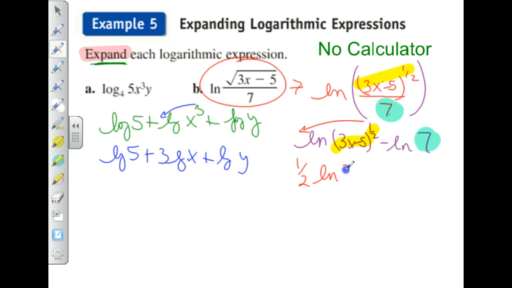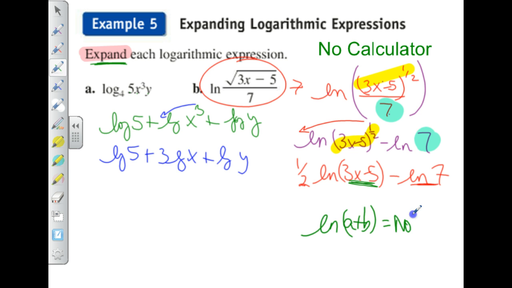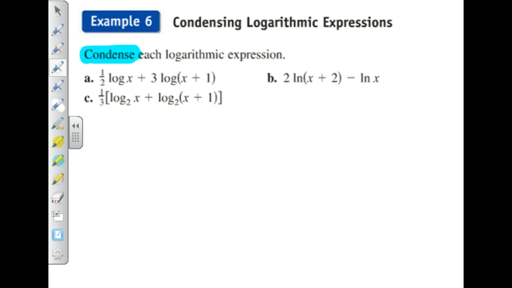So 1/2 the natural log of 3x minus 5 minus the natural log of 7. And remember, this 1/2 does not apply to this, so I wouldn't put parentheses anywhere because I don't want to distribute the 1/2. That's pretty much expanded. Be careful. Sometimes students try to do something here, but the natural log of a plus b, I want you to remember, is absolutely nothing. You cannot change this to the natural log of 3x minus the natural log of 5. That's nothing. You better quit while you're ahead.